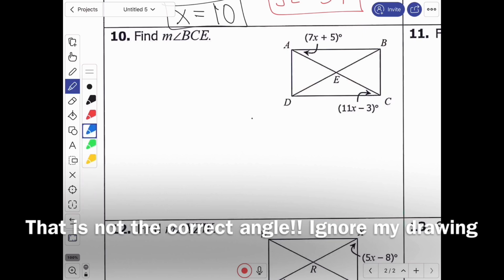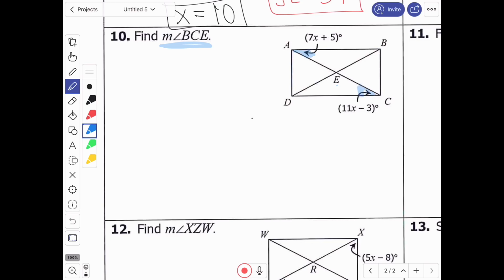In 10, I have to find the measure of angle BCE. So BCE is right here. I don't know anything about that angle. I'm just told something about angle DCE and angle BAE. But what I can tell about those two angles I'm given equations for is that they are congruent because they are alternate interior angles. So if I color in this angle right here and this angle right down here, I can say those two are congruent, and then I can figure out what x is and plug in for x and solve.